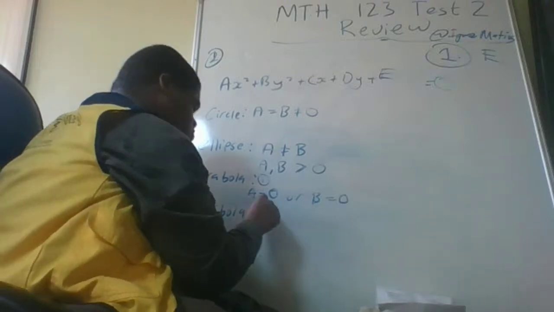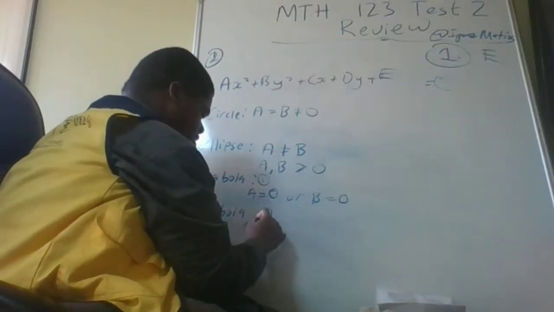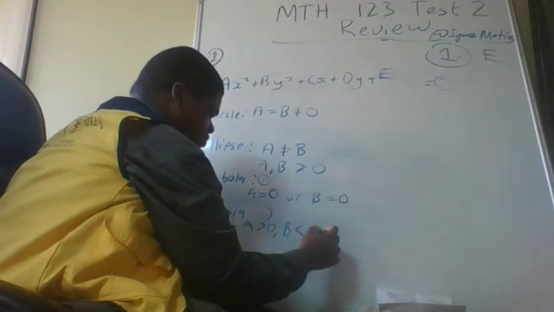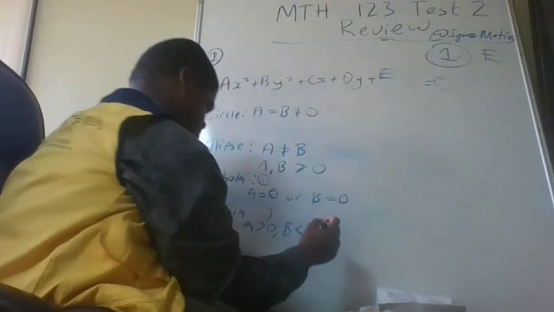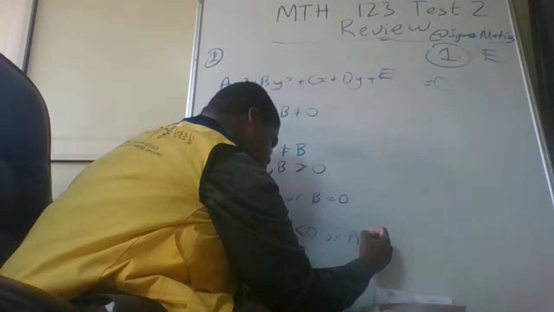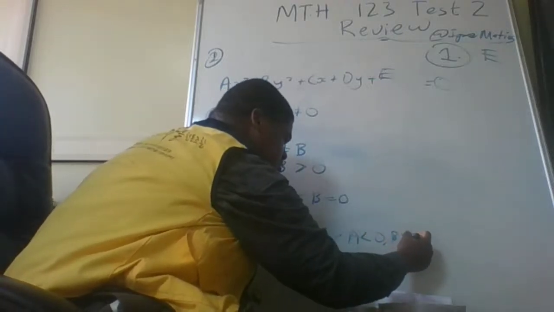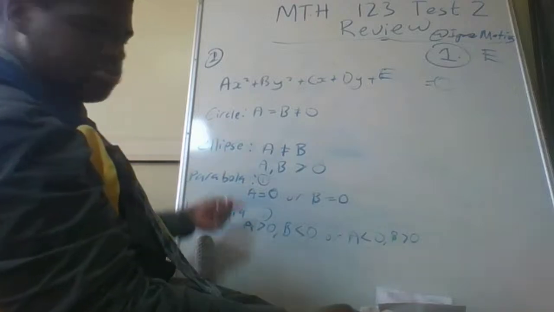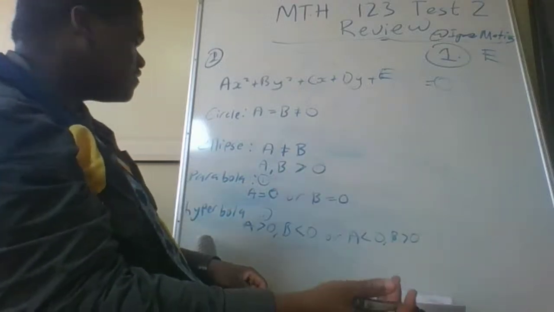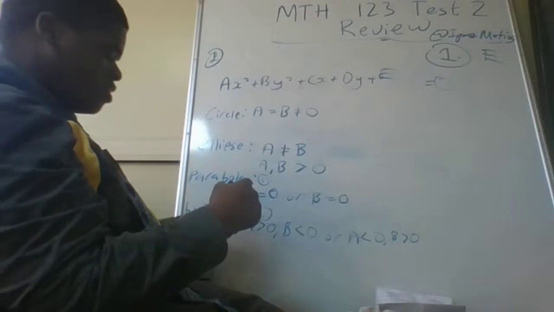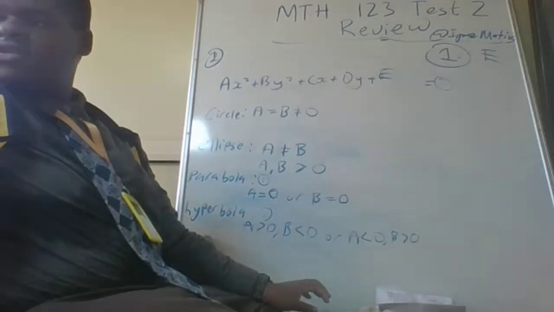For hyperbola, there are also two cases. A is greater than 0 and B is less than 0, or A is less than 0 and B is greater than 0. That is, one of them should be positive, the other one should be negative. So these are basically the four of them. I don't know if there's more. Let me just give it a little bit of search.